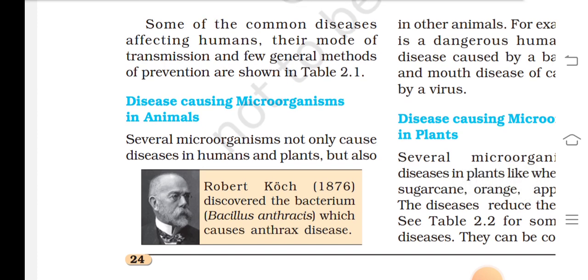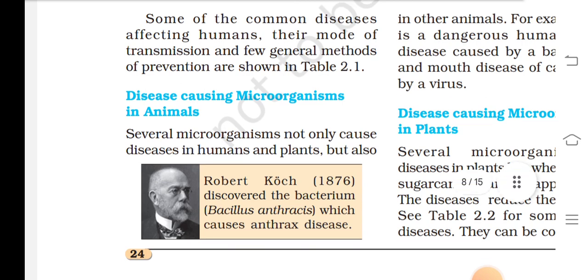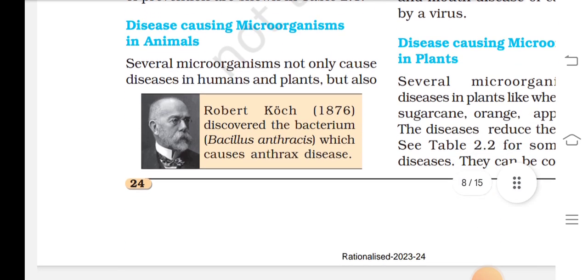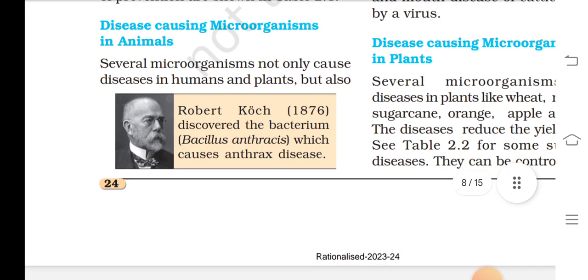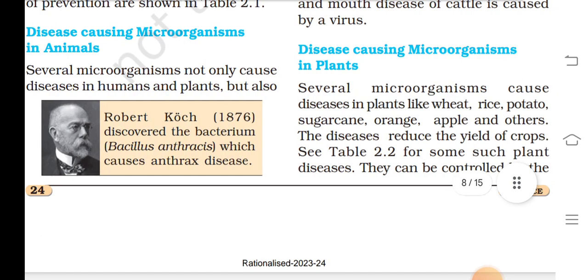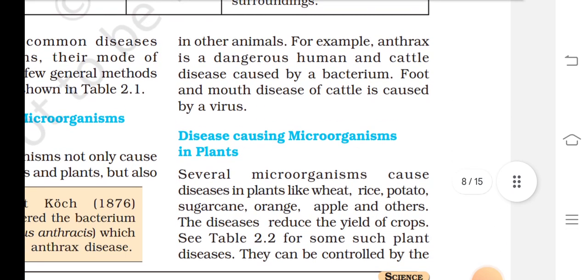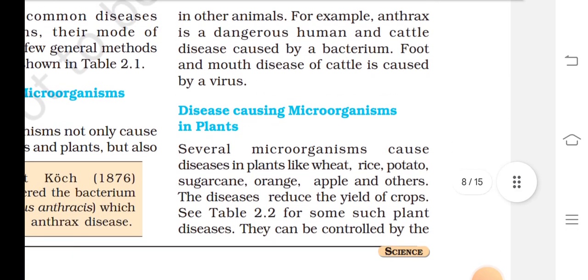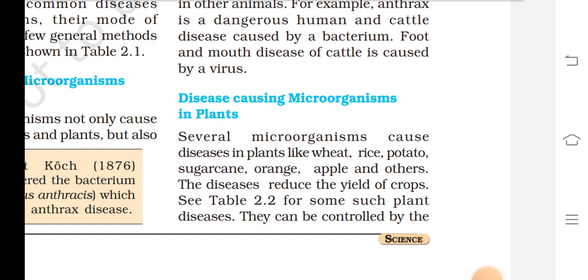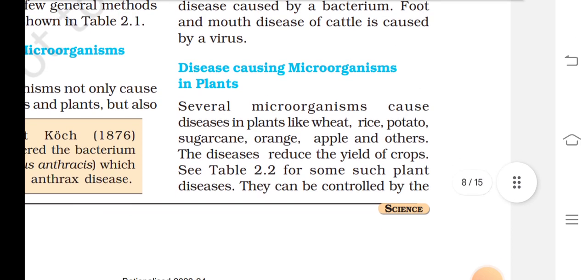Some of the common diseases affecting humans, their modes of transmission, and a few general methods of prevention are shown in Table 2.1. Disease-causing microorganisms in animals. Several microorganisms cause disease not only in humans and plants, but also in animals. Robert Koch discovered the bacterium Bacillus anthracis, which causes anthrax. Anthrax is a dangerous disease of humans and cattle caused by bacteria. Foot and mouth disease of cattle is caused by a virus.